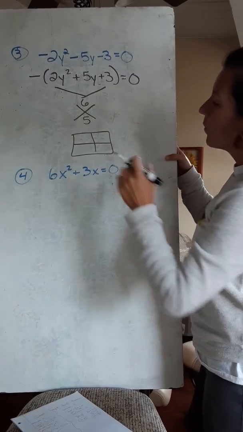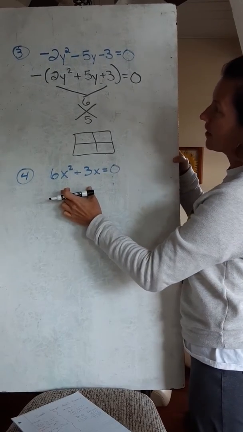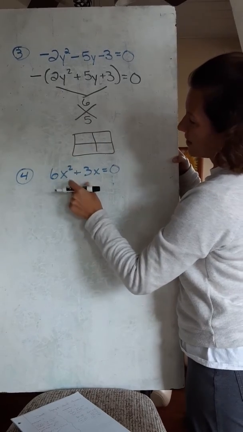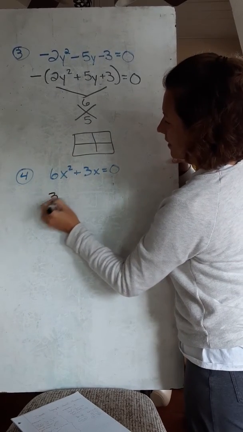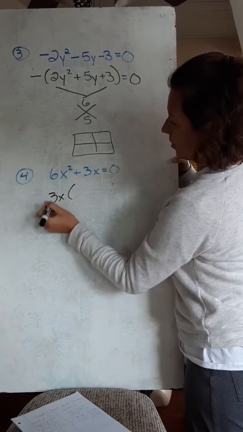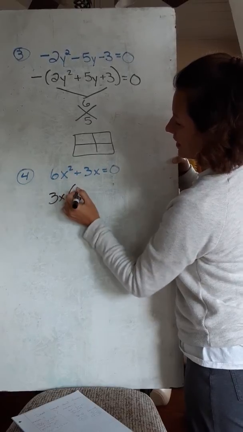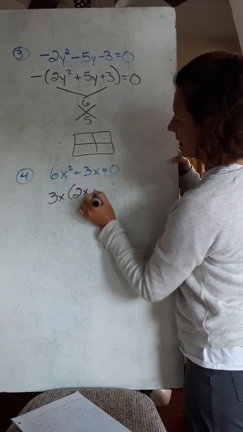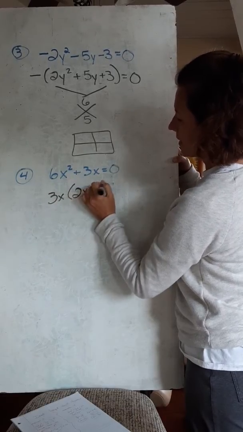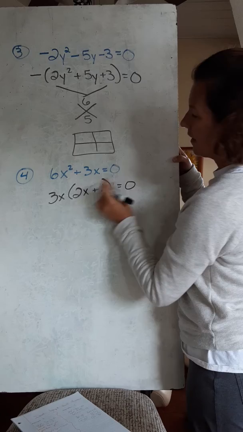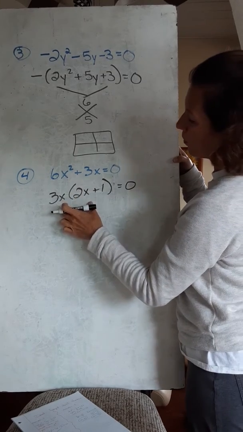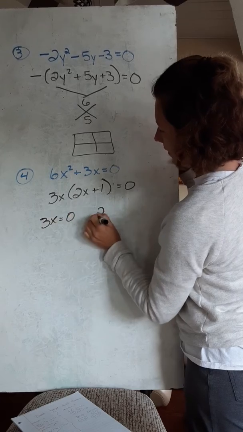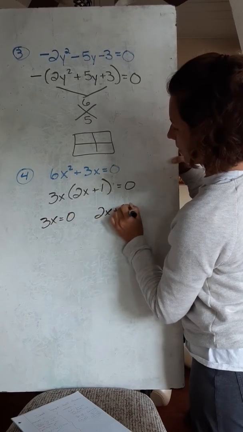So we have a greatest common factor here. Our greatest common factor here was -1. Our greatest common factor here is a 3x. 3x goes into 6x squared. 3 goes into 6 twice. We have an x still. 3 goes into 3 once. No x is left. These are the two quantities we solve for. 3x equals 0. 2x plus 1 equals 0.